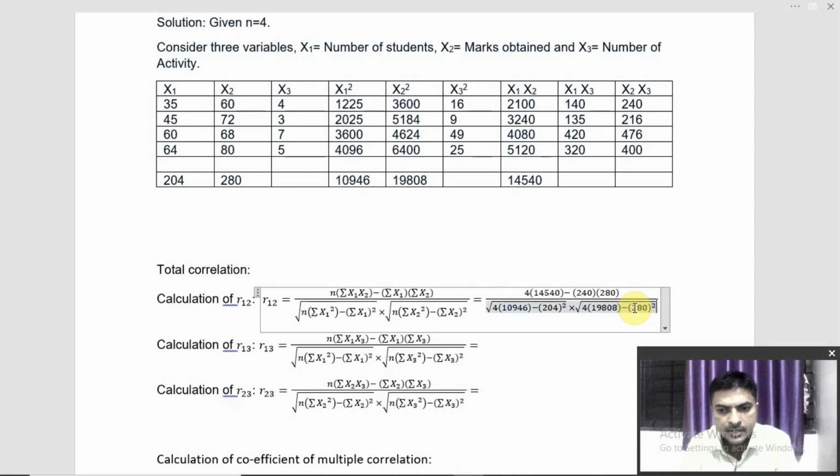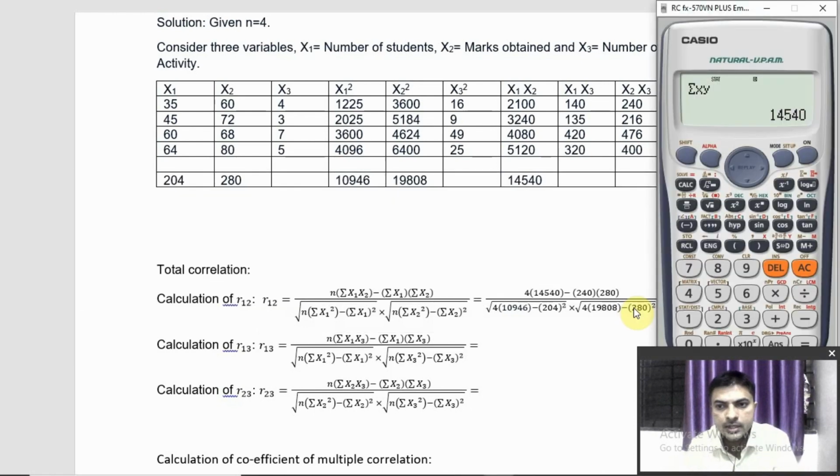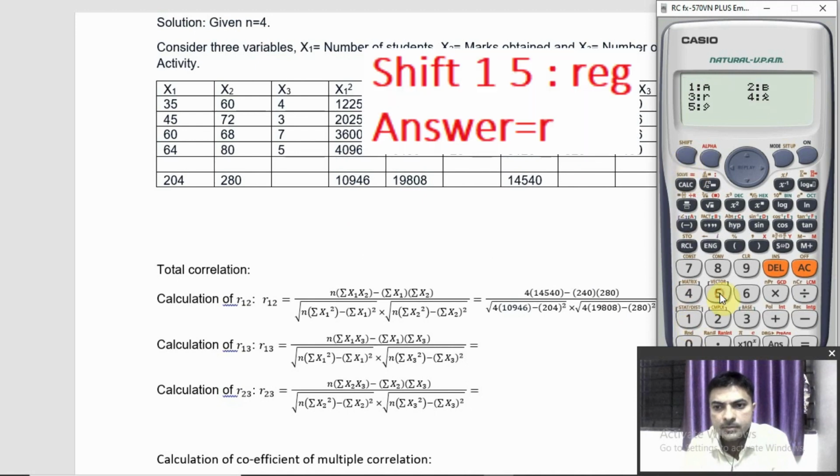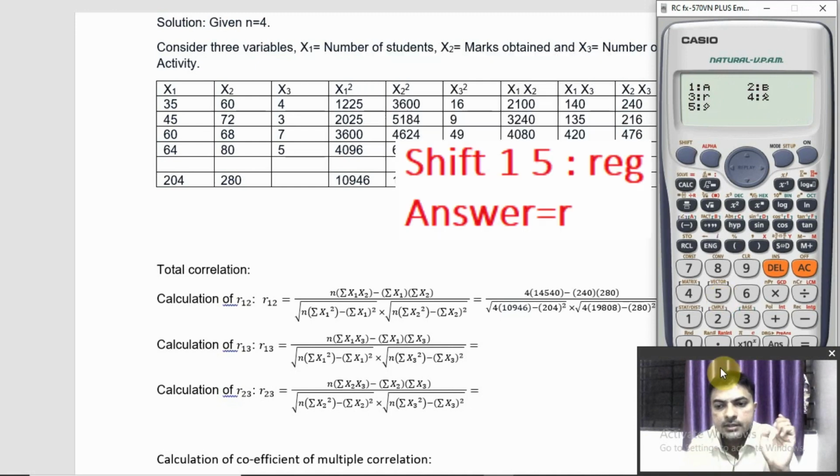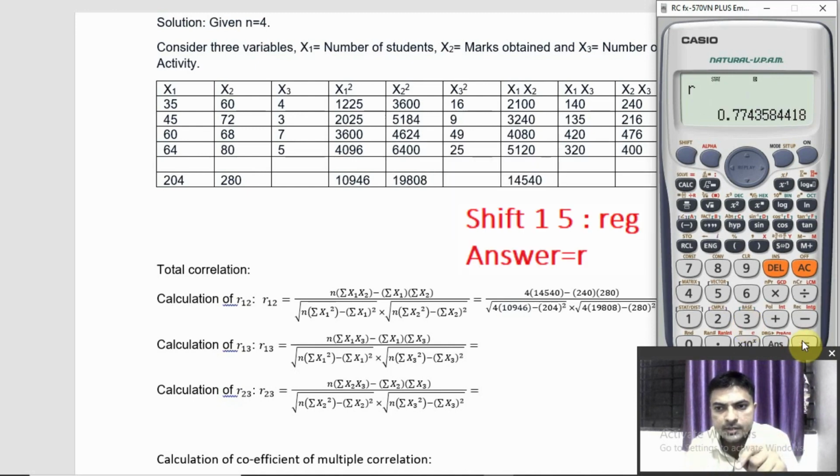Now you may think, students, that I'm going to simplify this value, or put it in the calculator. No, don't do this. R12, we take directly the correlation from the calculator. Don't change the settings, students, go again to shift 1, then 5. 5 is nothing but our correlation, R. So R, 3 equal to, you put directly. Here we get the correlation.